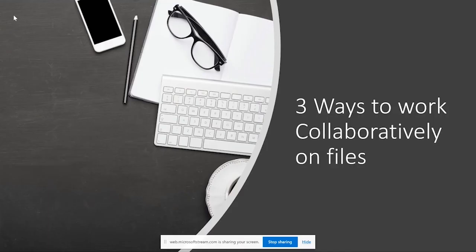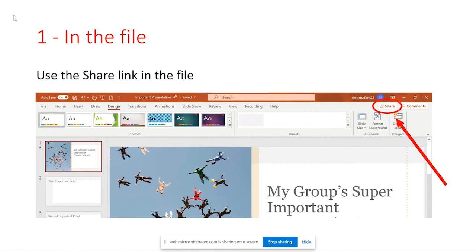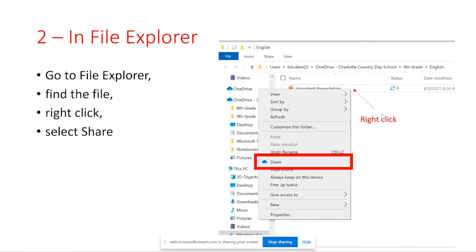So just to recap, there are 3 ways to share files so that you can work collaboratively with group members. First, in the actual file itself, use the share link in the top right corner. Second, if you go to File Explorer, find the file. It should be saved to OneDrive Charlotte Country Day and then some other file structure below that. Go to the file, right-click on the file itself, and select Share.